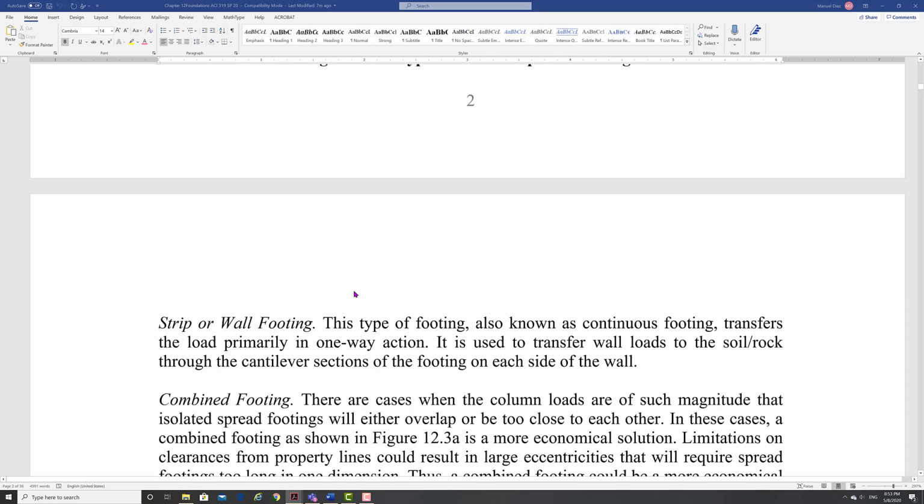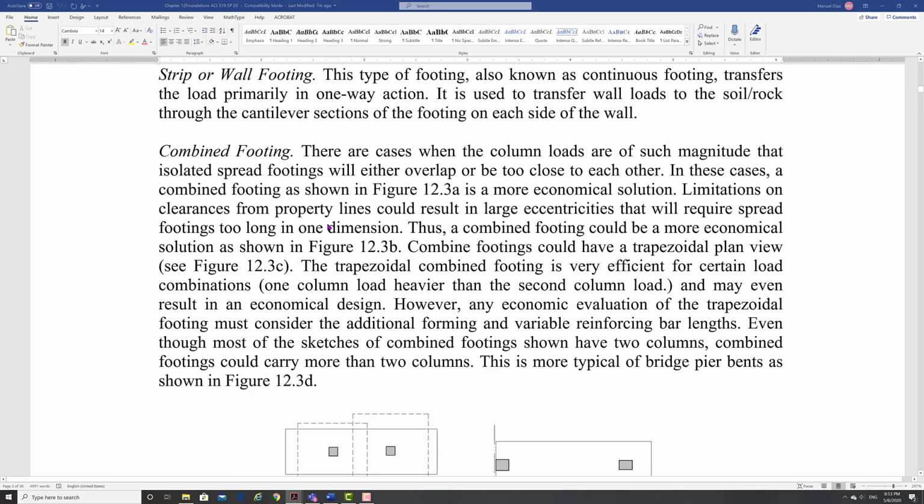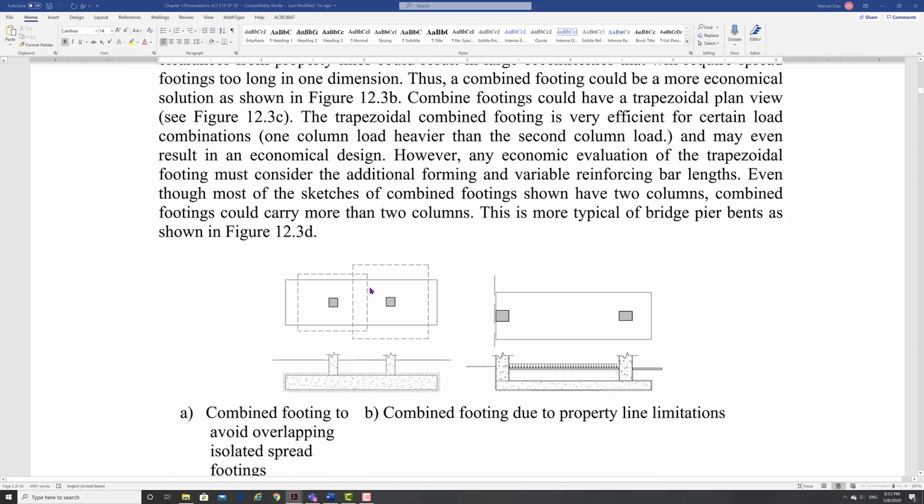That's the simplest. Then you have the strip or wall footing, which also is pretty simple. Okay? So we might do an example of this. There are combined footings, when you combine because the areas overlap, right? And so now you make it one big footing. Sometimes what happens is you are at the property line, especially in downtown areas, things that are very crowded. And so your column has to be at the edge of the property line, but that creates eccentricity. And so you join it with another column to kind of balance that.